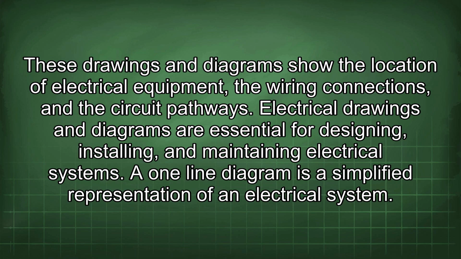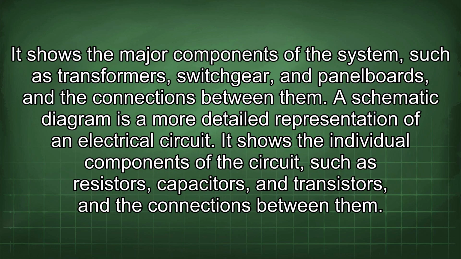A one-line diagram is a simplified representation of an electrical system. It shows the major components of the system, such as transformers, switchgear, and panel boards, and the connections between them.